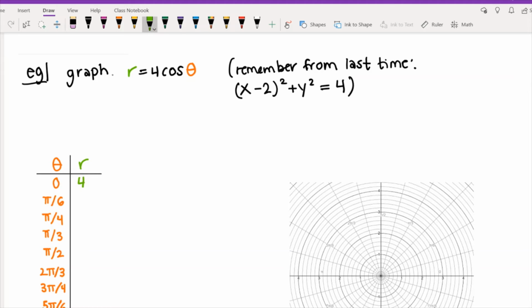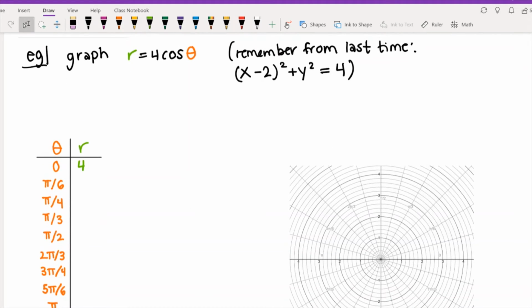And I won't speak through all of these. Some of them I'll just write down. But for example, let's say we wanted to do pi over 6. We know that cosine of pi over 6 is square root of 3 over 2. So then we would have 4 times square root of 3 over 2, which would give us 2 times square root of 3. And that's approximately equal to 3.46.